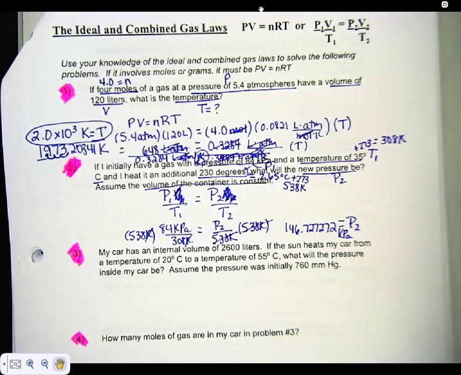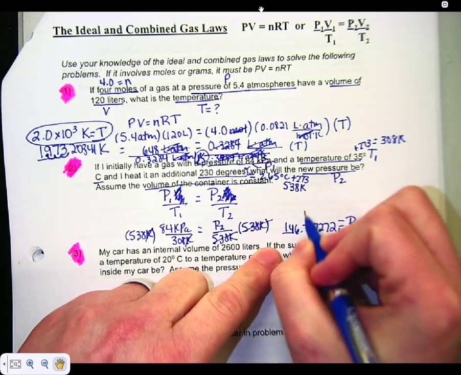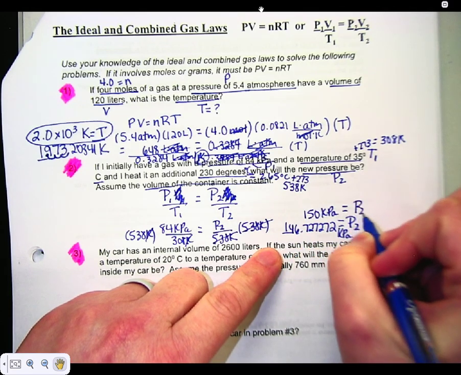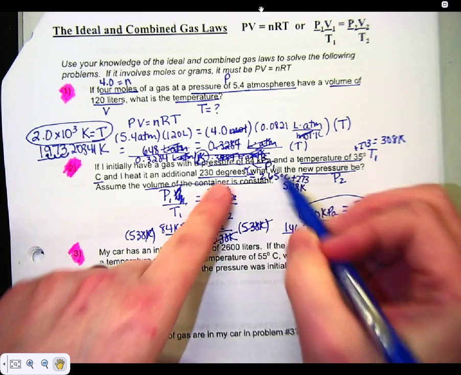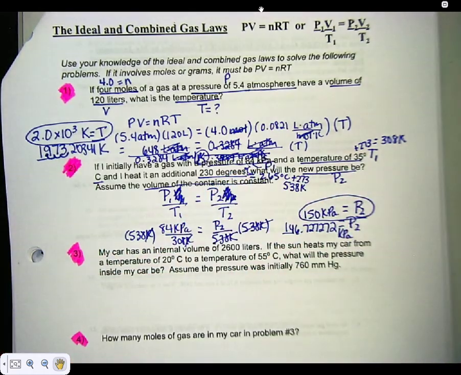Again, looking at significant digits, 84 has 2, 35 has 2, and 230 has 2, so I'm going to round this to 2 significant digits. So the 6 makes the 4 a 5, that will be 150. And again, my unit is kPa, or kilopascals, because my P1 was given in kilopascals. That means my P2 is also in kilopascals.